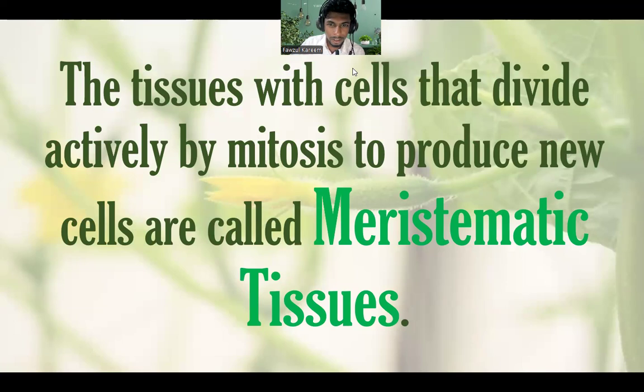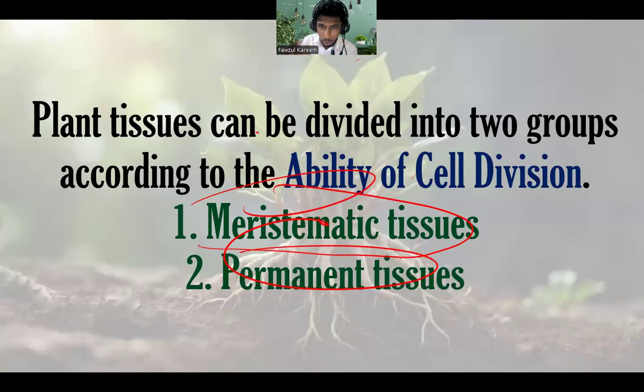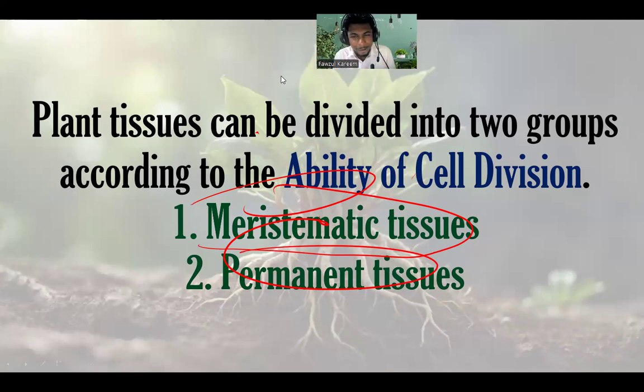Increasing the height of the plant? No, creating new cells. Not matured. Okay, that is so, but they have the ability to produce new cells. That is meristem. Because you know, according to the ability of cell division, I divide the plant tissue into two, meristem and permanent. Based on which ability? Based on the ability to do cell division. So meristem and meristematic tissue means they have the ability to do cell division. That is the main character.